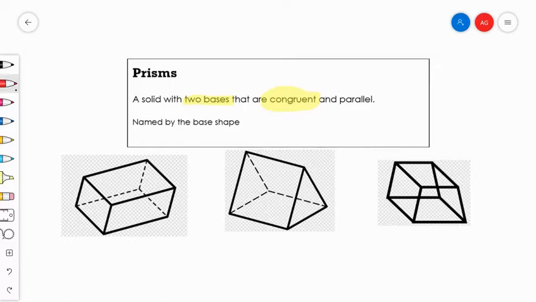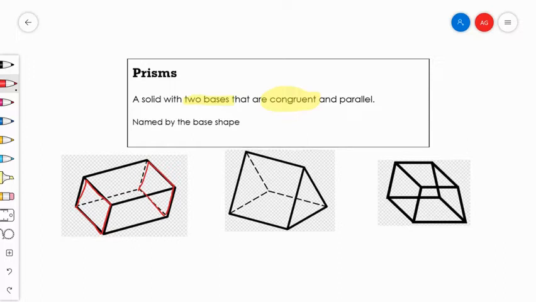The way you name them depends on their base; that's what you're going to call it. For example, if the base of the prism is a rectangle, then it's a rectangular prism. If the base of a prism is a triangle, then it's going to be a triangular prism, and so on. If we look at the very first one, we have the base here, which is a rectangle, and the other base that's opposite, congruent and parallel to it, is also a rectangle.